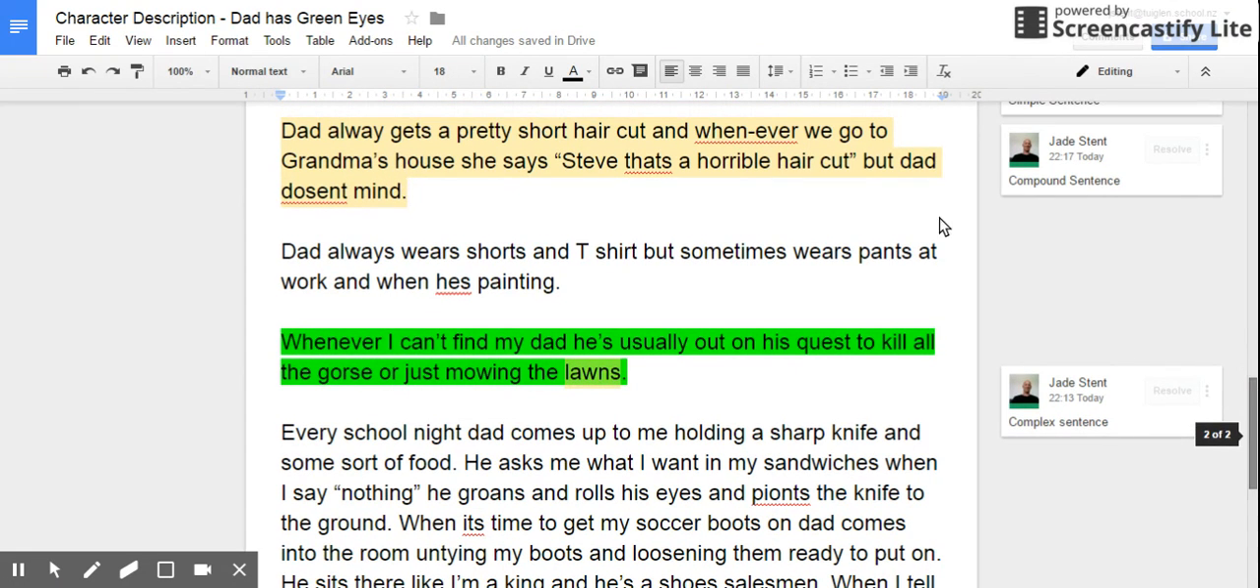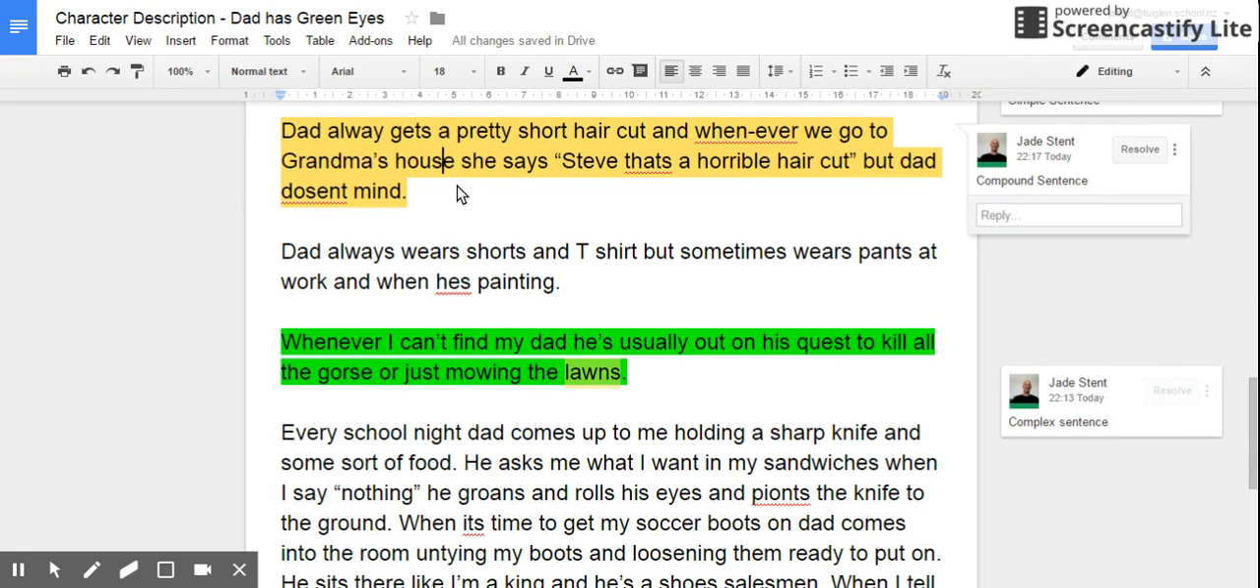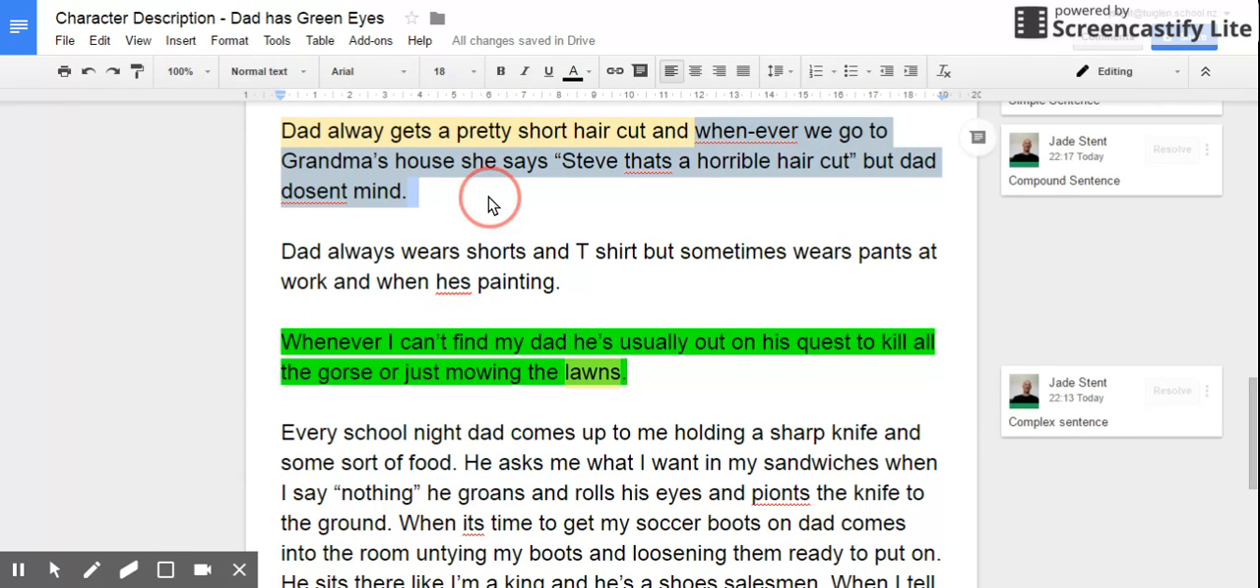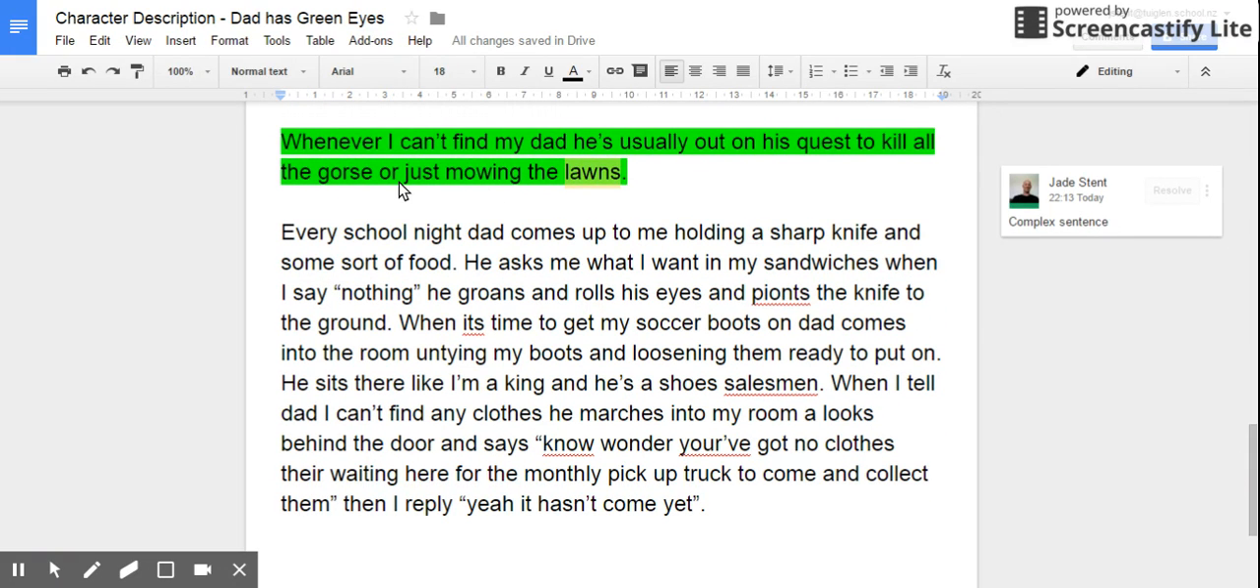The next example is of a compound sentence, this one here. And this is a compound sentence because the first part is an idea by itself. Dad always gets a pretty short haircut. And then I've used a conjunction here, which is and, to join another idea. Whenever we go to Grandma's house, she says, Steve, that's a horrible haircut, but Dad doesn't mind. So that's another idea that makes sense by itself, and that's why it's a compound, because I've got two ideas joined with a conjunction.